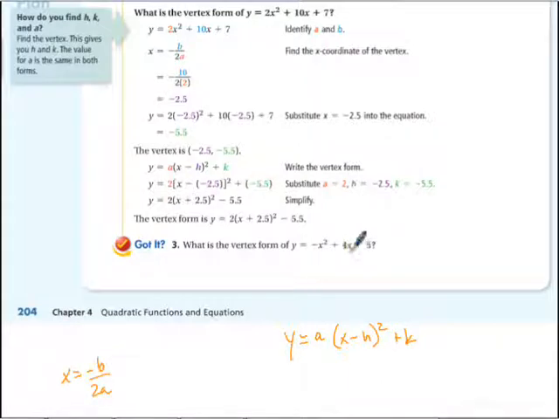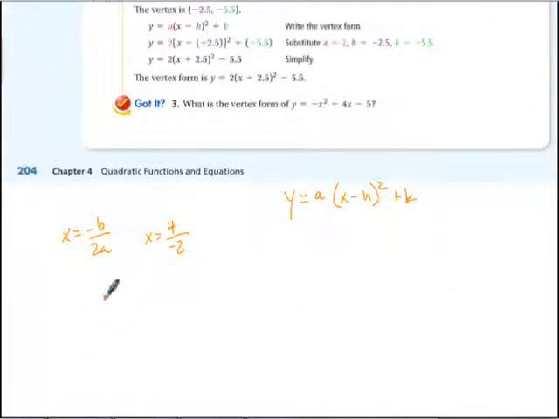So the b value in the one they gave us was 4. And 2 times a, well, that's negative 1, so that's negative 2. So the x equals negative 2. All right, so we have that.